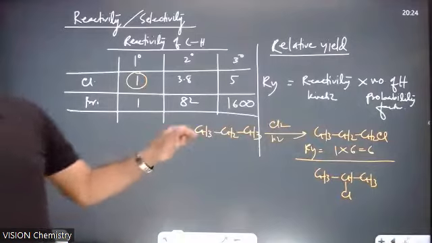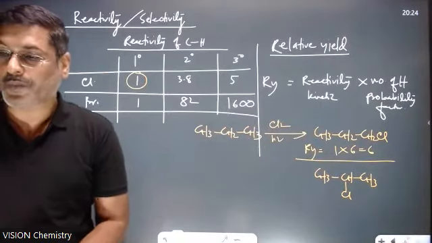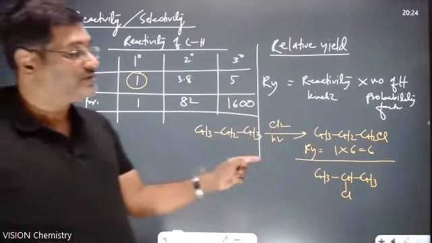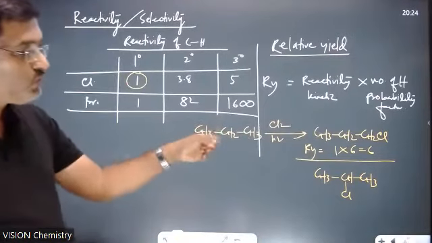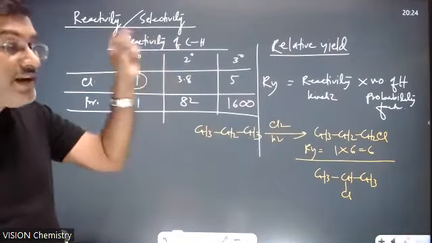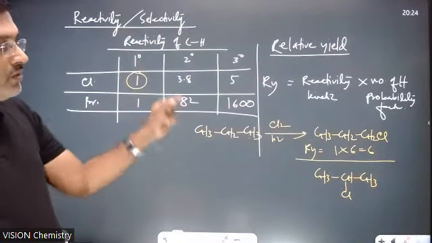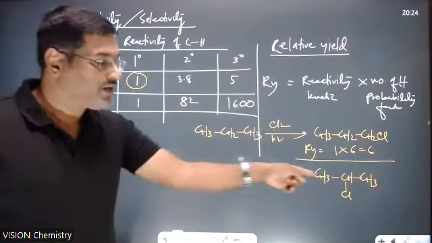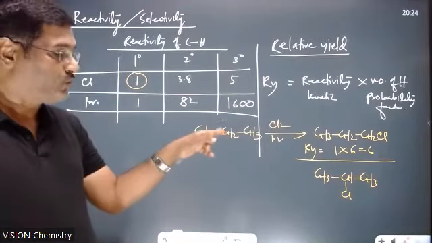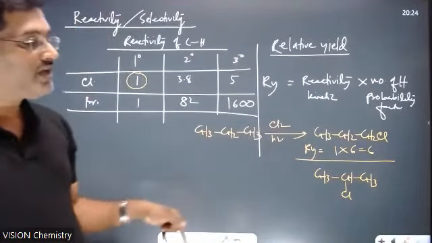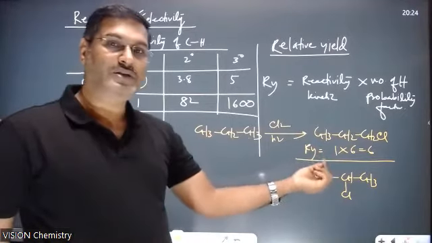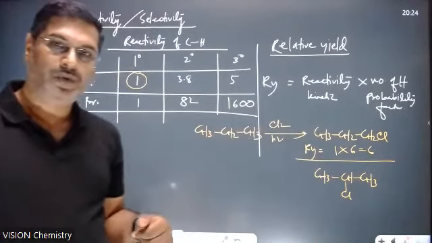How many hydrogens are responsible for this one? This is secondary, and there are 2 hydrogens. If that chlorine atom collides with any of these 2, you will get the same product. Both will be giving the same product. So we say the probability of its formation is 2. Probability factor.